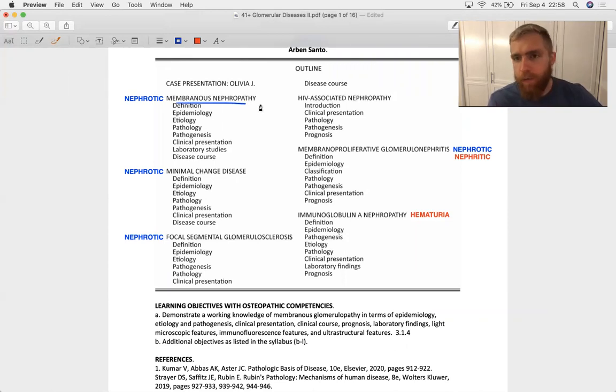Like membranous nephropathy. You see a ton of membranes. Minimal change disease. It's called that because you look at it under a light microscope and the glomeruli are normal, but the patient's got bad kidneys. And so it's like, oh, well, there's some really minimal change in these glomeruli.